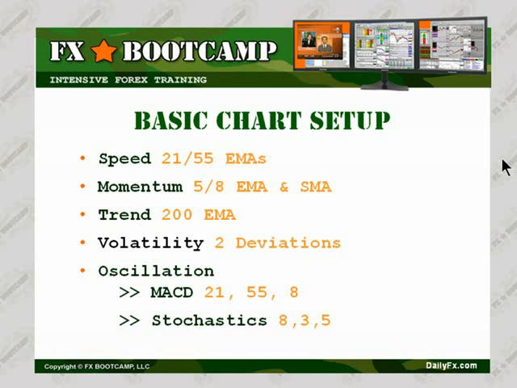For volatility, I use Bollinger Bands at 2 standard deviations. Again, we're not really going to talk about that today. And for oscillators, I use MACD set at 21, 55, 8 and stochastic set at 8, 3, 5. Now again, we're not going to talk about those today. What we are going to talk about is how to align up price action with market action using these moving averages. Now notice the common denominator between all my chart setups and all my indicator setups are Fibonacci numbers. So there is some sort of divine harmony in here, but you can, again, just find what works for you, and keep doing that.